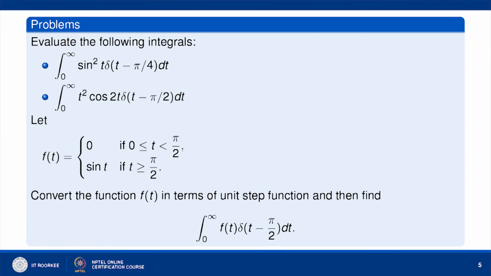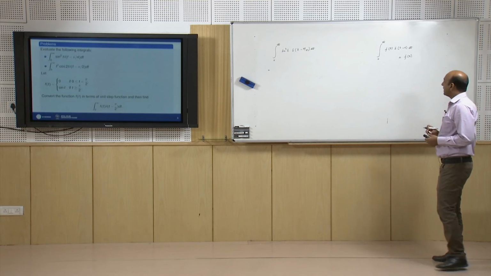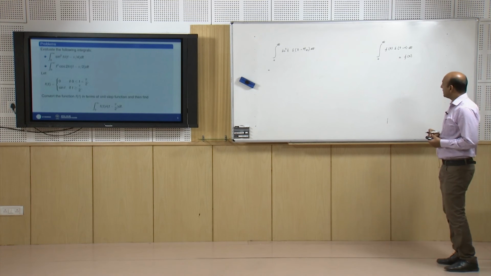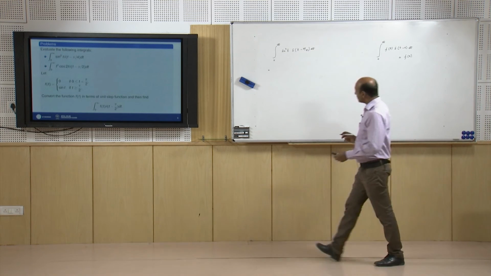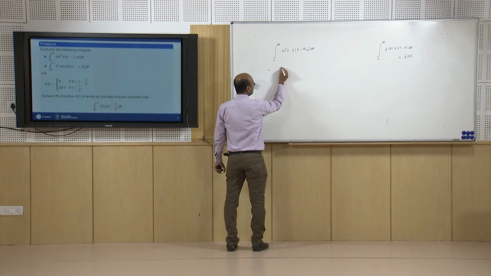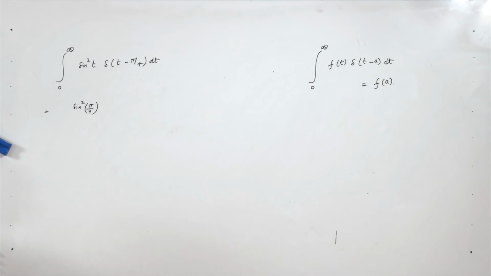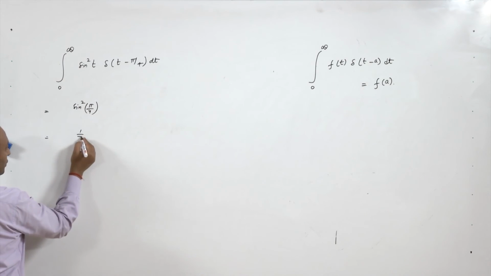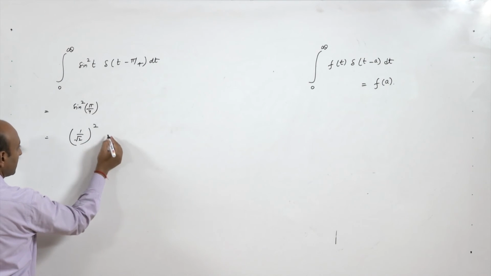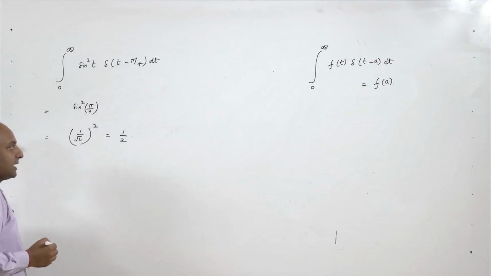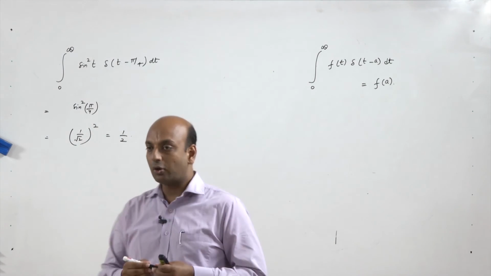So, suppose you want to solve the first problem. The first problem is integral 0 to infinity sin square t Dirac delta at pi by 4. So, if you compare this with this expression, f(t) is nothing but sin square t and a is nothing but pi by 4. So, directly using this filtering property, this expression will be nothing but sin square pi by 4. Now, sin pi by 4 is 1 by under root 2, whole square, which is nothing but 1 by 2. So, directly using filtering property, we can find out the value of this problem.